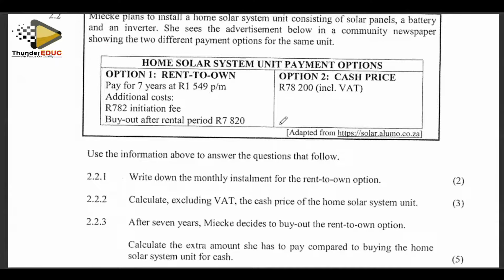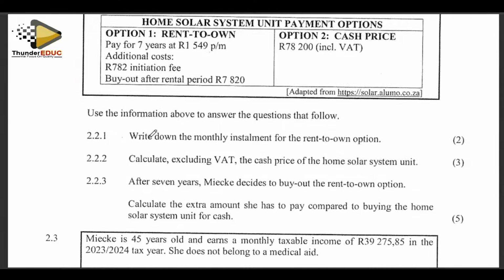Option number 1, rent to own, whereby you pay for 7 years at a monthly cost of 1,549 rand per month. Additional costs are 782 initiation fees, then a buyout after rental, which we consider to be residue, of 7,820. The other option is a cash amount, including VAT. Write down the monthly installment for the rent to own. So how much does the person pay monthly?